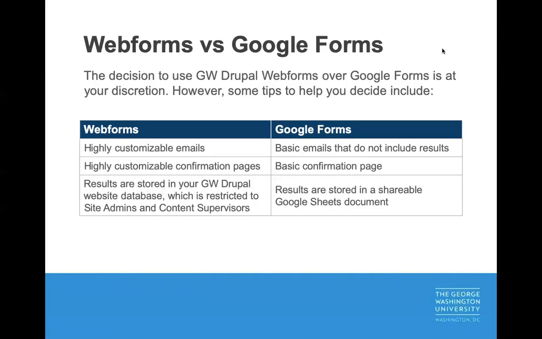However, with the results, they're very shareable for anybody. It doesn't have to be somebody with, like in Drupal, site admin or content supervisor permissions. With the Google form, you can share it to anybody so long as you basically have their either GW email address or gmail.com email address. It's very easy to share those results, and that can sometimes be the deal breaker for people when it comes to creating a web form, which system they want to use. So that's really what we find it comes down to for people.